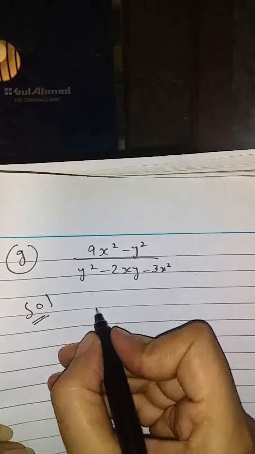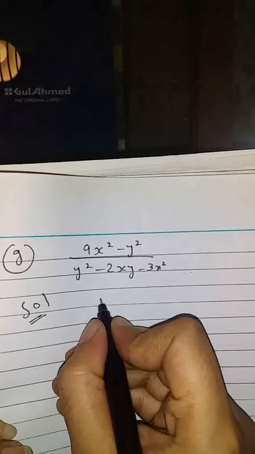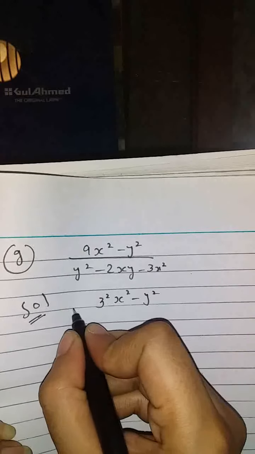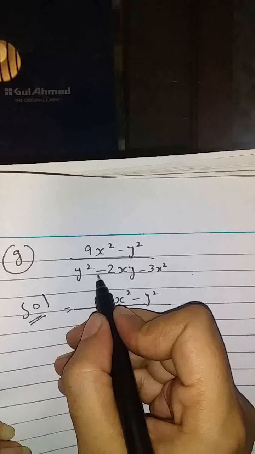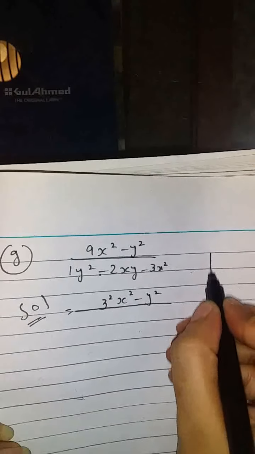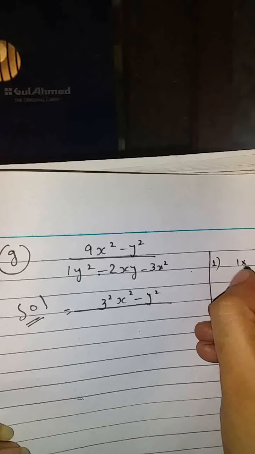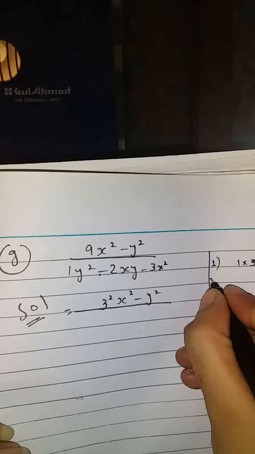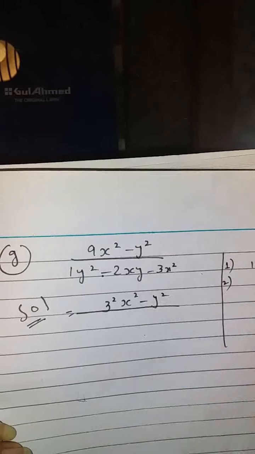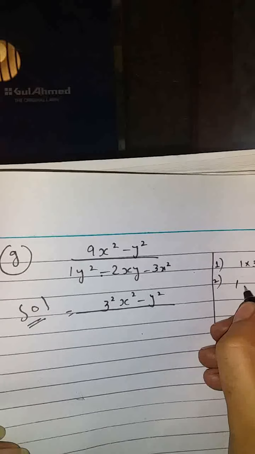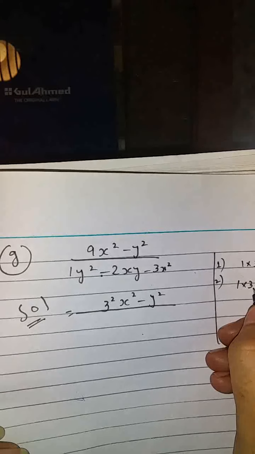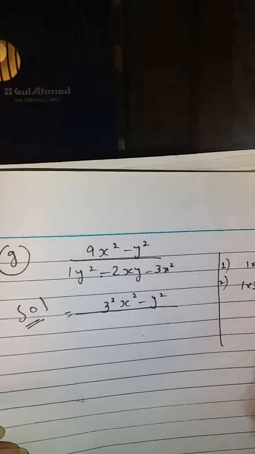Now we also write this as 9 into x square, that is 3 square into x square as it is, minus y square. Now we factorize the denominator. How do we factorize this? There is 1 and there is 3. First step is 1 multiplied by 3, we get 3. Second step is we make the factors of 3. 3 is a prime number, that's why it will only go in its own table and no other table. That's why 1 multiplied by 3 equals 3.